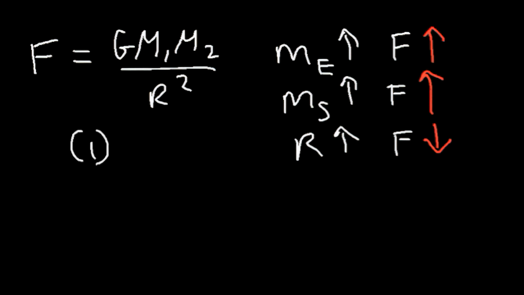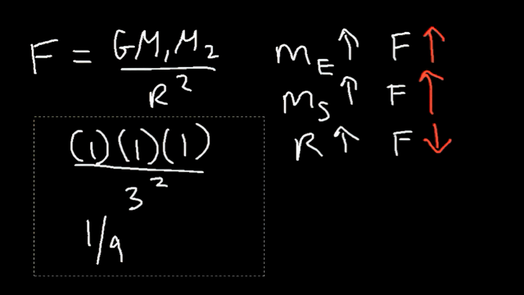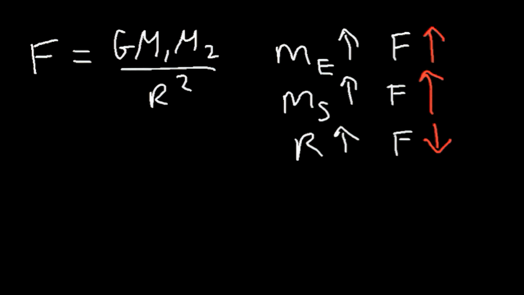Remember, to answer these questions, plug in the 1 for everything that stays the same. If we triple the distance, it's 3 squared, which is 9, or 1/9. So the gravitational force will be 1/9 of its original value, or it's going to decrease by a factor of 9.